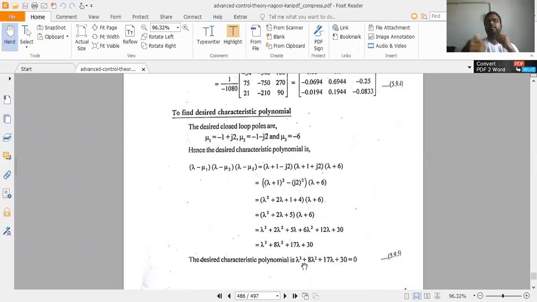In the next class, I will discuss the three different methods which are used for determination of the state feedback.